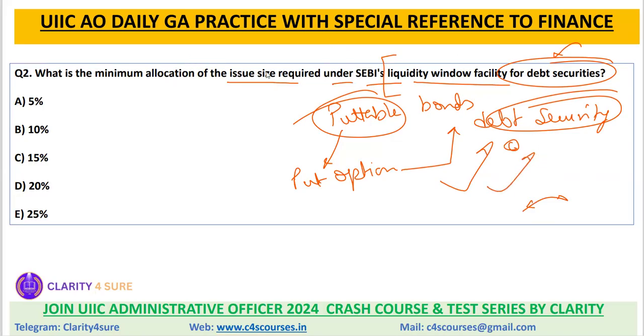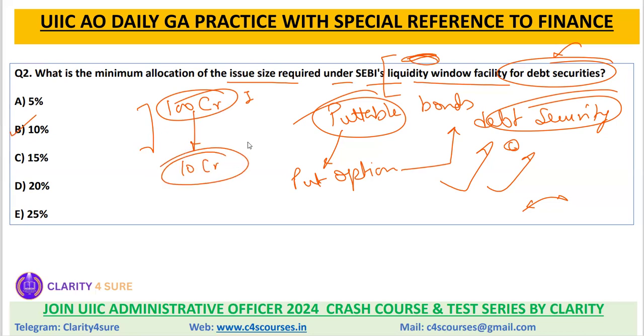So here the question is asking what is the minimum allocation of the issue size. Let's suppose 100 crores is the issue size, then what should be the minimum allocation for the liquidity window facility? So the answer is 10%. In this case, 10 crore would be the minimum facility that has to be given by the issuer. Okay.